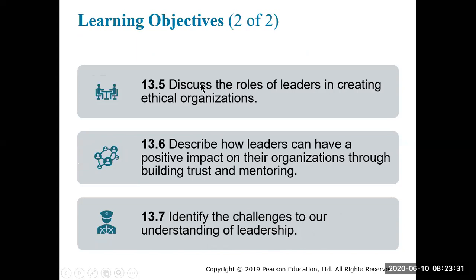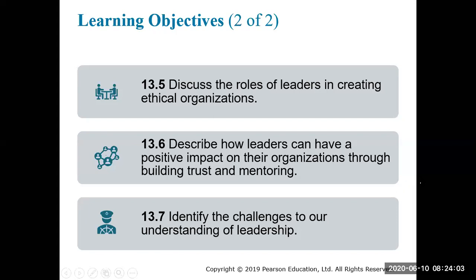The next is being able to discuss the roles of leaders in creating an ethical organization. And you can describe how leaders can have a positive impact on their organization through building trust and mentoring their employees. And then, what are the challenges in understanding leadership? So at least these are the 7 objectives you should get at the end of this chapter.